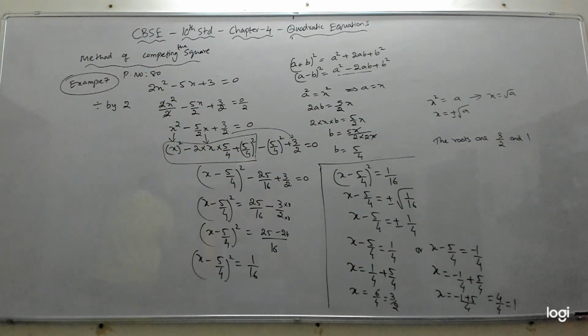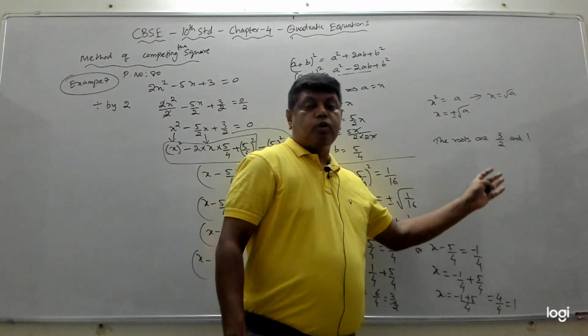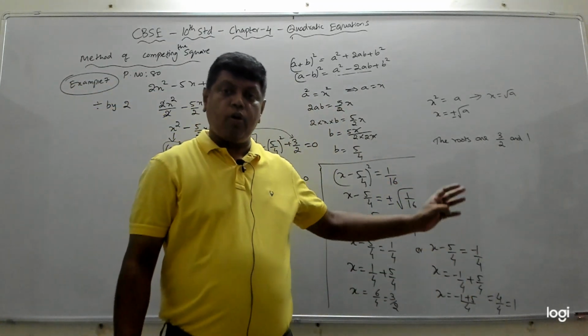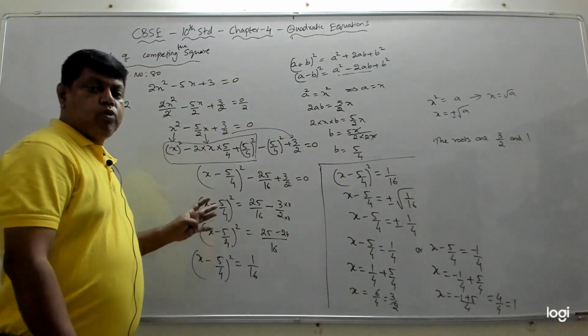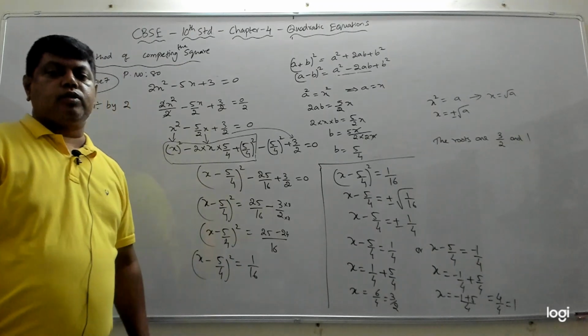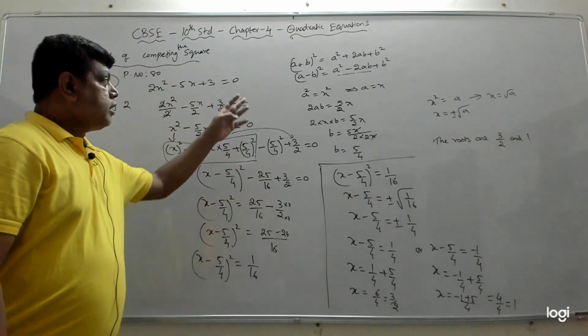Clear? So this is how we apply the method. If you compare with example 3, where we solved and found the value of the roots using the factorization method, we got the same value, 3 by 2 and 1. Here we have done the same thing using the method of completing the squares. Clear? This is how we do.